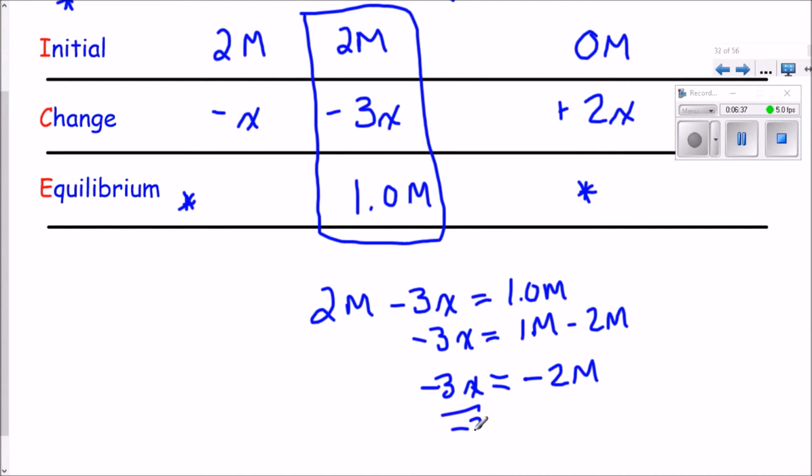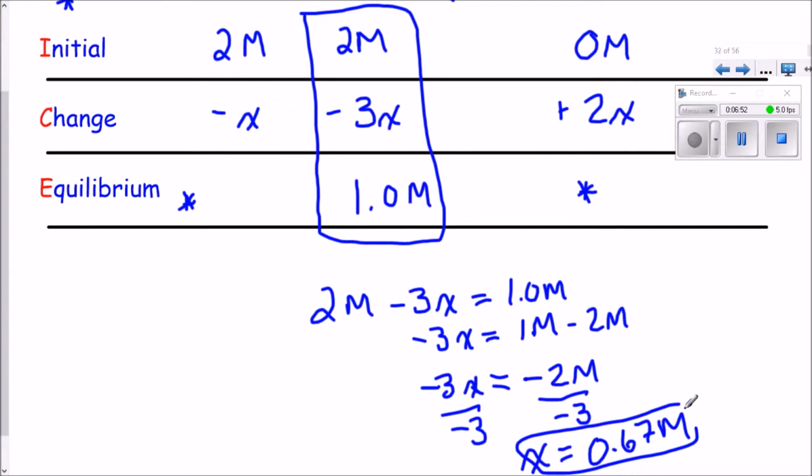We divide both sides by negative 3. And then what we're going to get is x is equal to positive 0.67 moles per liter. Now that is going to tell us the value of x. And because we know x, we now can substitute in here. We say we're starting at 2 moles per liter for one substance and we're decreasing by 0.67, and therefore we can figure out the equilibrium value here.